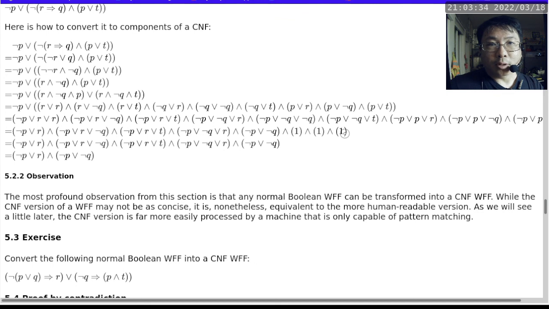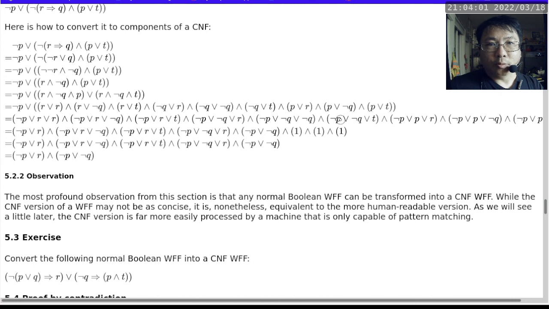It shouldn't be mysterious, but what about all the truths? How do we get all the truths? The truths are coming from here. We have not P or P, that is true. It doesn't matter what else we are ORing; just having not P or P gives us this true. We have not P or P again, that's this true, and then not P or P, which is this true over here.